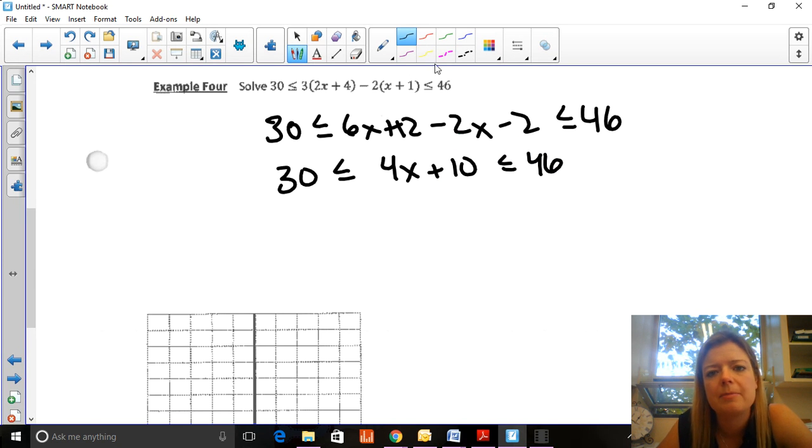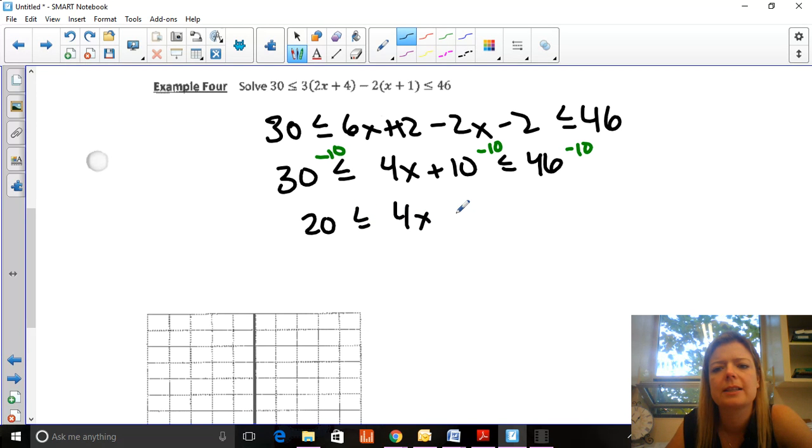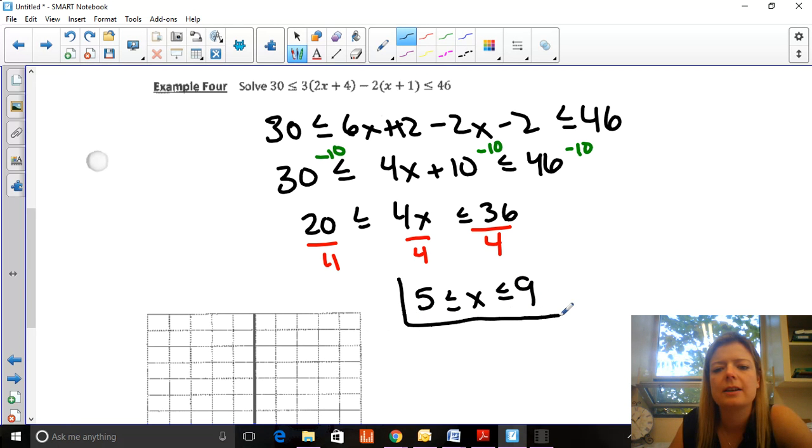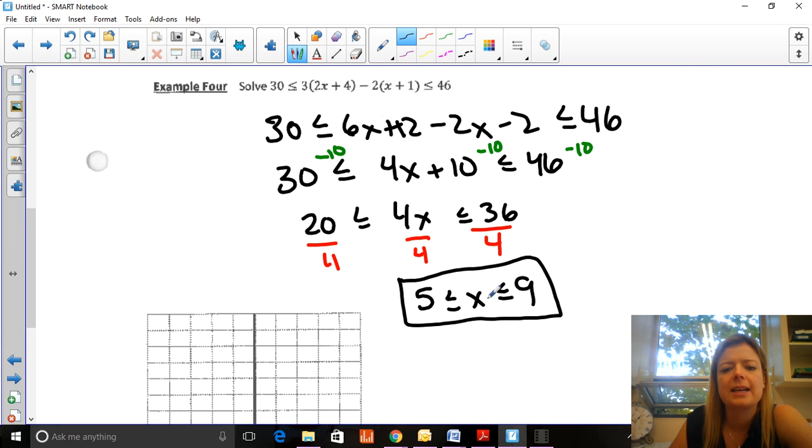This double inequality means that whatever you do to one of the 3 spots, you have to do to all 3. I'm trying to isolate x here in the middle, so I have to subtract 10 from all 3 sides. That's how I get 20 less than or equal to 4x less than or equal to 36. Now I divide by 4 in all 3 places, so I get 5 and 9. The solution set for this inequality is that x has to be greater than or equal to 5 and less than or equal to 9.